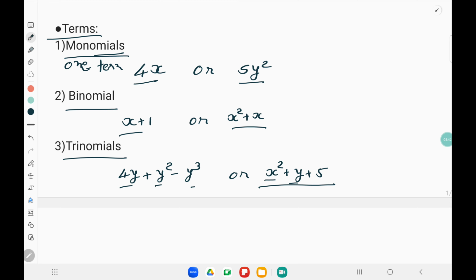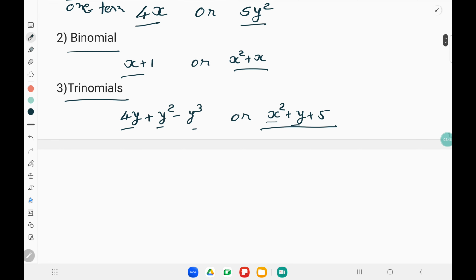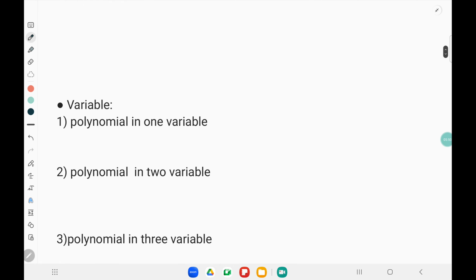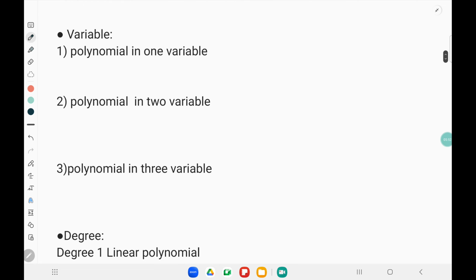Okay, so I hope you understand this one. Hopefully you have understood up to here. If you have any question, comment below. And let's move on according to the variable.